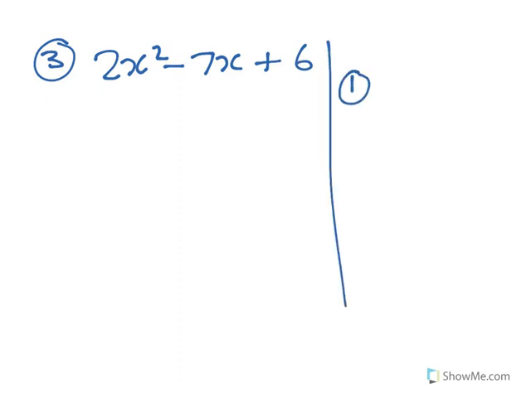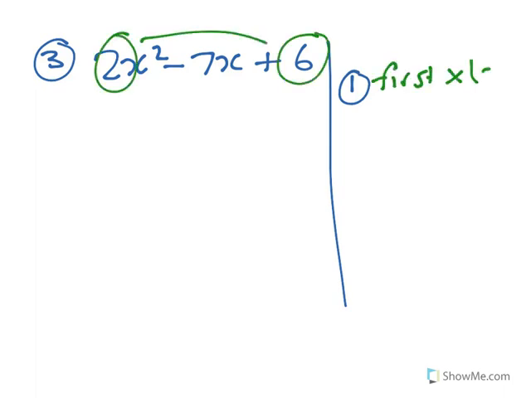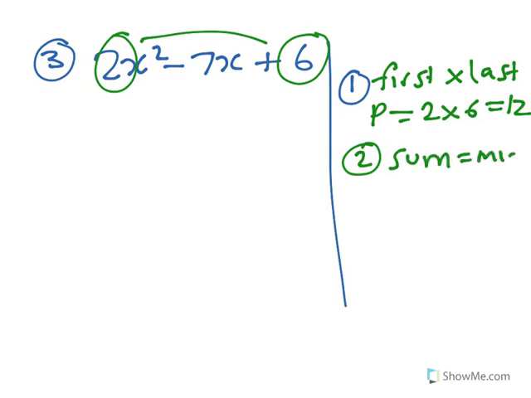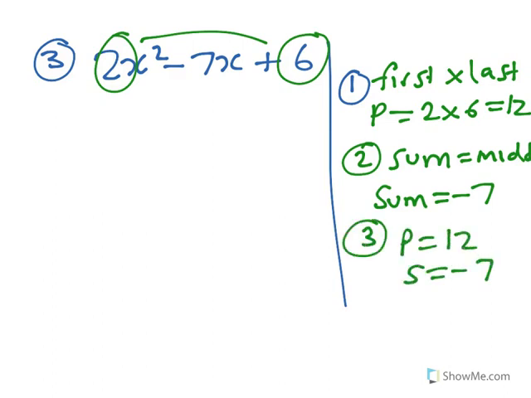What is the first step again? First step, you do first times last. That will be your product. 2 times 6, which is 12. Then your sum is your middle. So the sum is equal to minus 7. Okay, so product is 12, sum is minus 7.